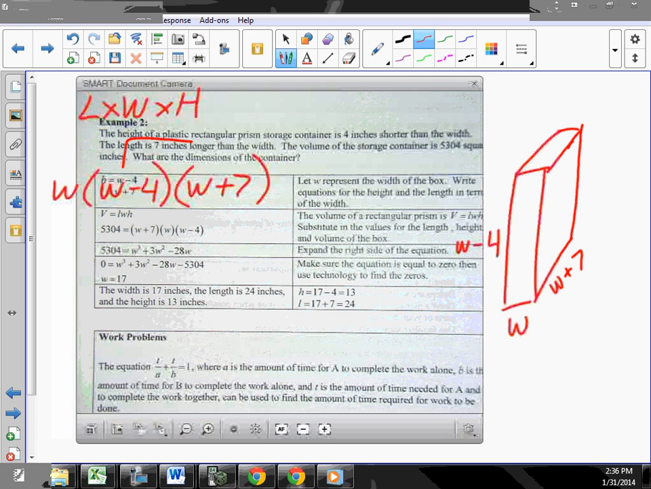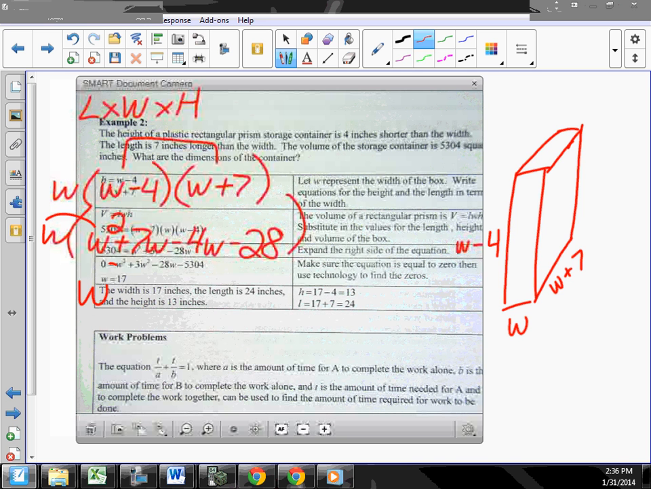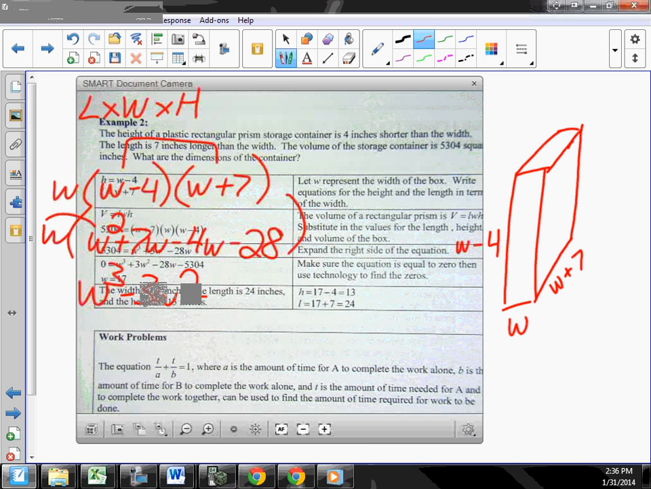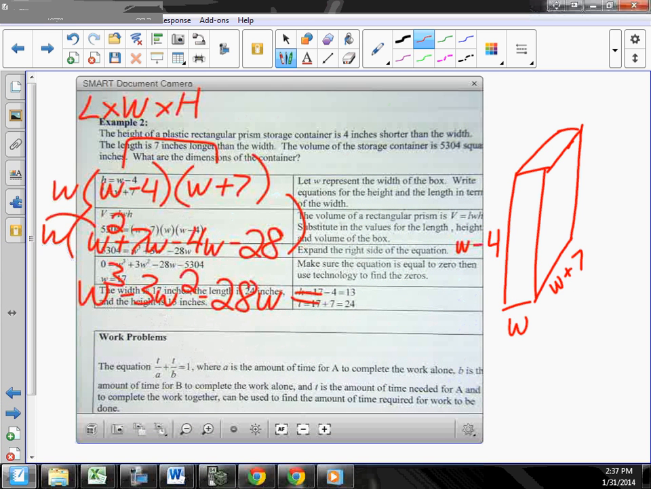So let's do these two first. W squared plus 7W minus 4W minus 28. And all of that is times W. So that is W to the third. 7 minus 4 is 3W. And if I bring in the other W, 3W squared minus 28W equals 5304. But I don't want it to equal 5304. I want it to equal 0, so I'm just going to subtract 5304.